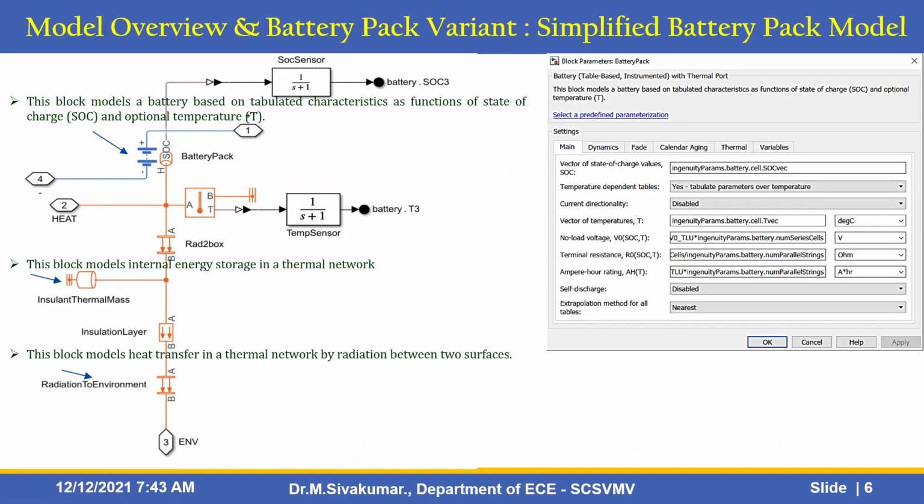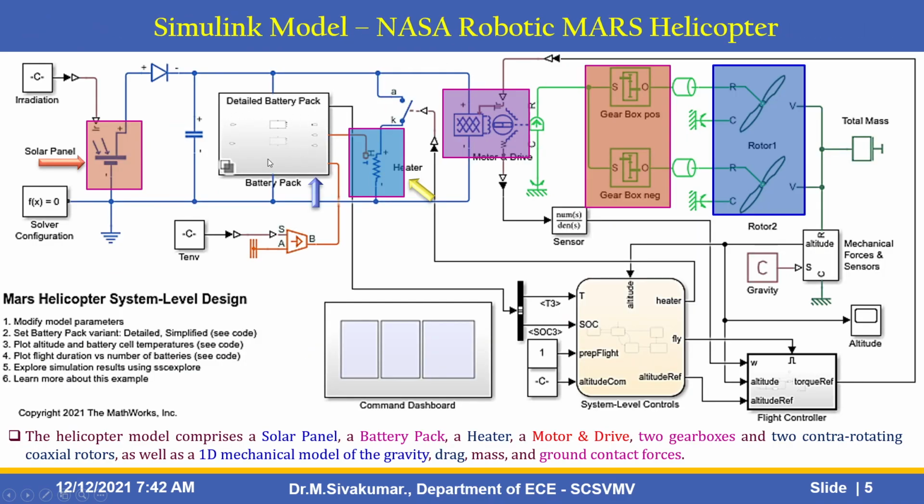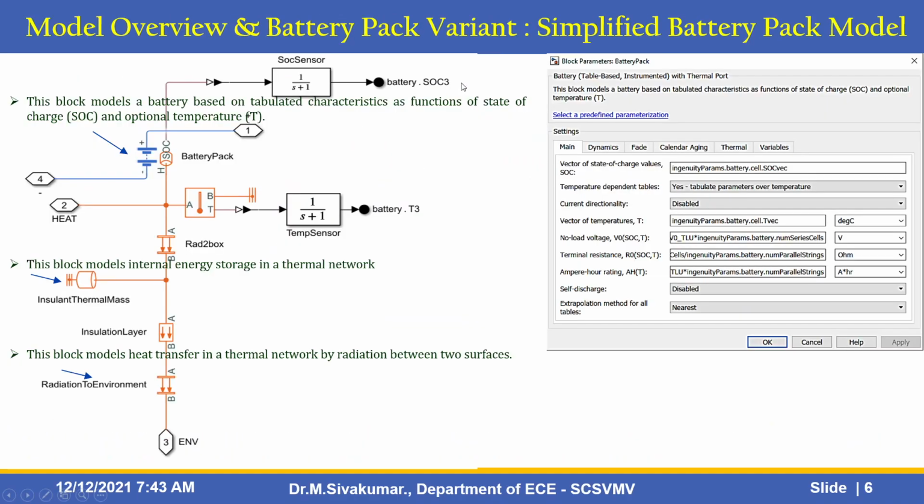Let us see the model overview of the battery pack variant. In this battery pack variant, you can select between two variants. The first one is the simplified variant model, and the next one is the detailed battery pack variant model. Let us see the first model. This is the simplified battery pack model. These are the subsystems of the simplified battery pack model.